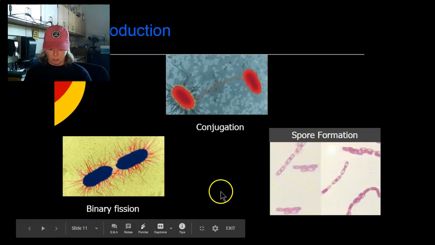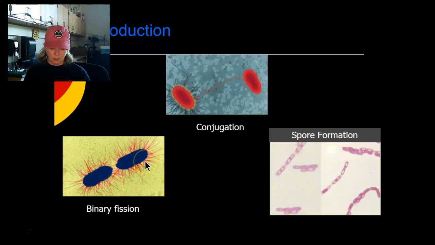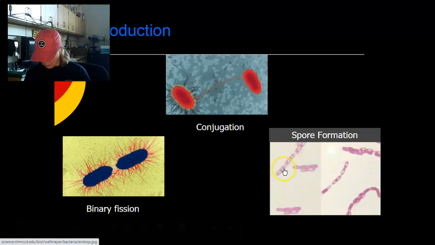All right, here's just another picture where you've got binary fission, so you've got two identical cells. Conjugation, you can see the little tube that goes from one to the other. And spore formation, all of these different little things are spores.